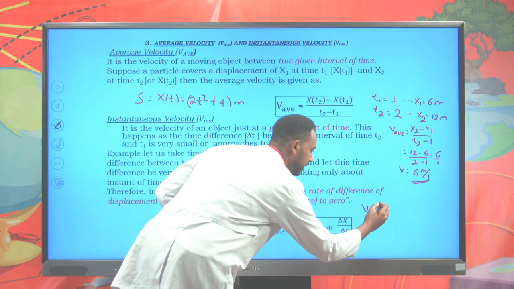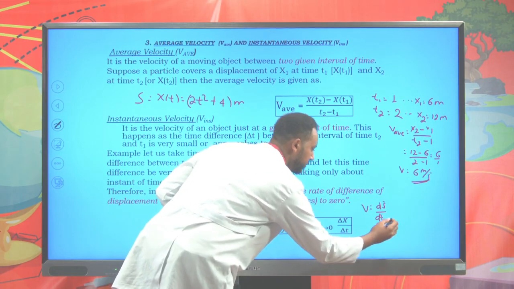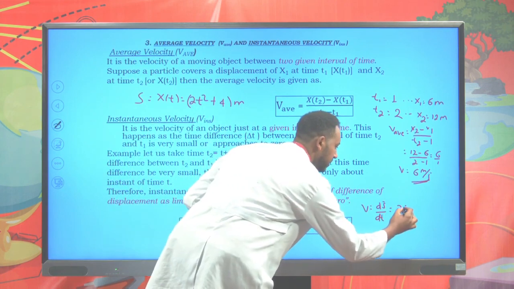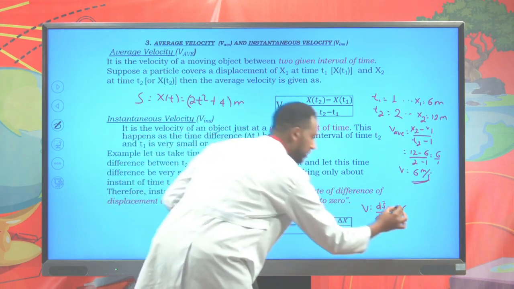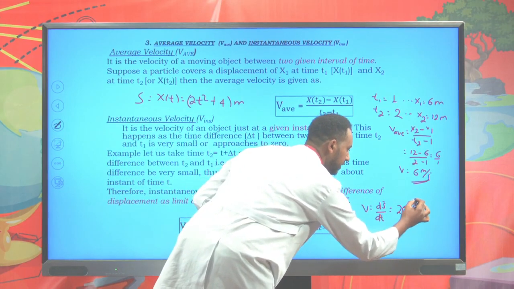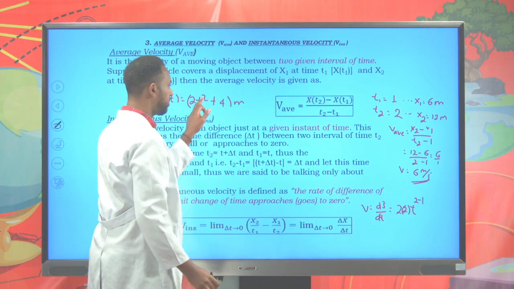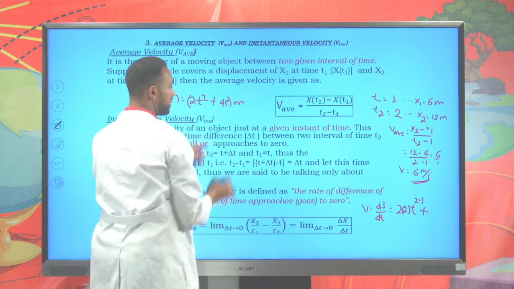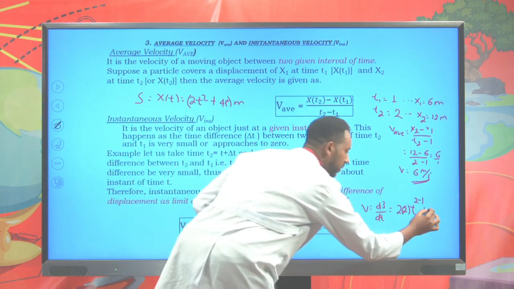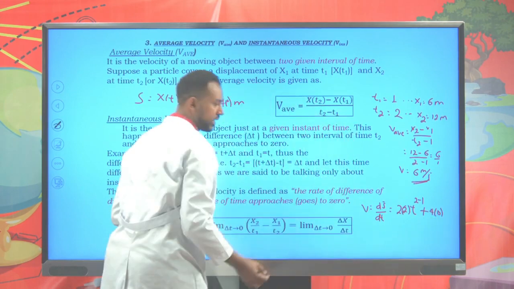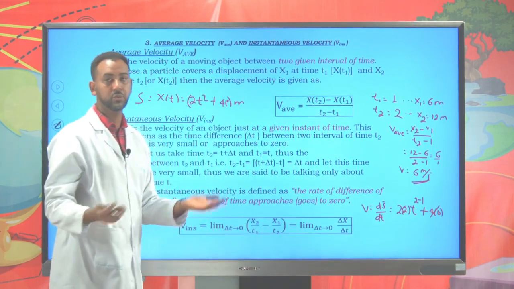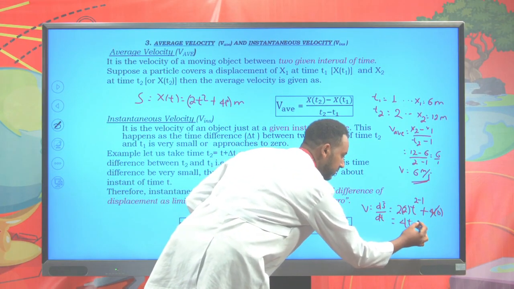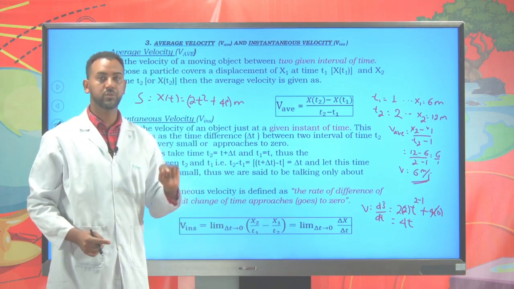v is equal to the derivative of displacement with respect to t, dx/dt. For 2t squared, we bring the power 2 to the coefficient, giving 2 times 2, then for t we subtract 1 from the power. Plus 4 has no power, meaning it is to the power of 0. Whenever you derive a constant with respect to time, it is 0. Therefore, this gives us 4 times t. 4t is the velocity with respect to time.